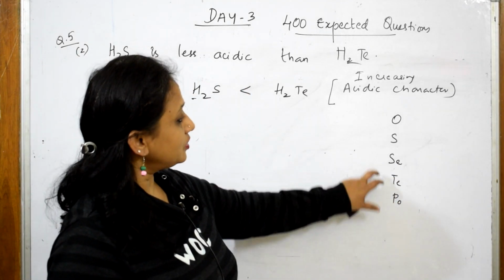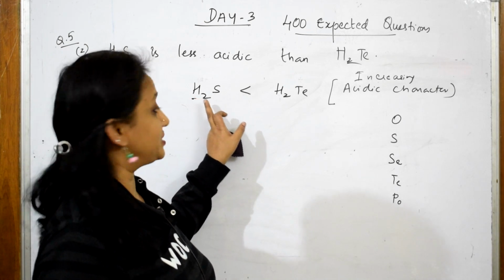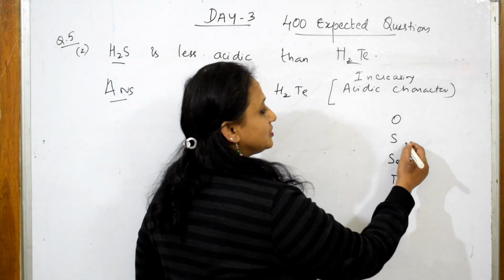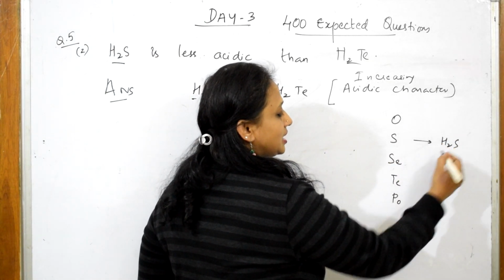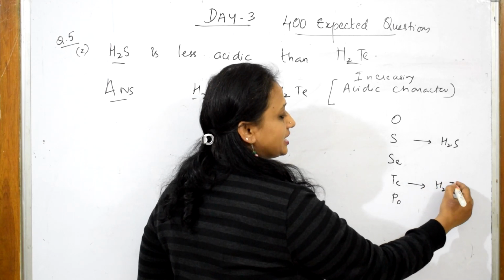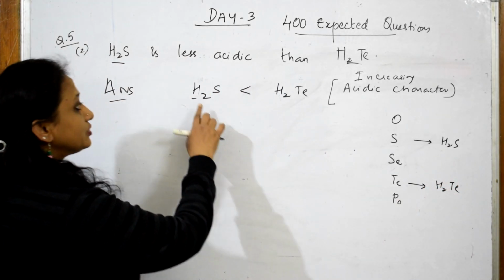Correct? Now what did we do? We have taken the hydrides of this. So where did I take? I took this and I made H2S. I took this, I made H2Te. Now I have to release this.